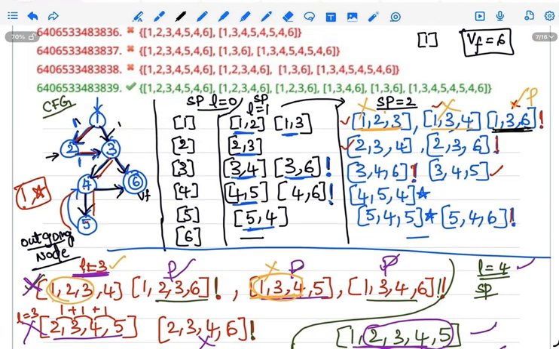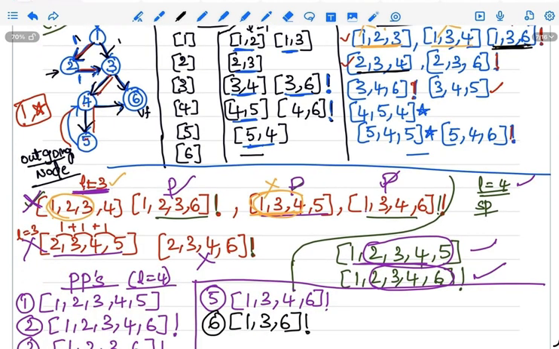So next 2, 3, 4. 2, 3, 4, a simple path of length 2, is covered here in length equal to 3. It's not a prime path. And 2, 3, 6 is covered here, right? It's not a prime path. And 3, 4, 6 is covered here, so 3, 4, 6 is not a prime path. And 3, 4, 5 is covered here, so it's not a prime path.